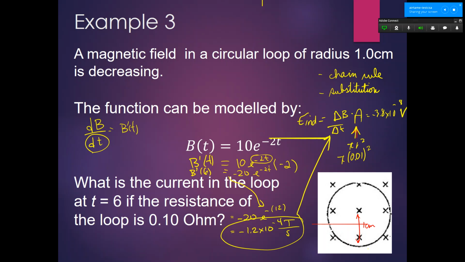And finally, the last step is it's asking you for the current. So if I have a voltage and I have a resistance, the resistance is given here as 0.10 ohms, then you have to find the current. And that's easy. It's just Ohm's law. V over R is equal to I. So that means it's going to be negative 3.8 times 10 to the minus 8 volts over 0.10 ohms. And that's going to give you negative 3.8 times 10 to the minus 7 amps. And this is your final answer. The resistance is 0.10 ohms.